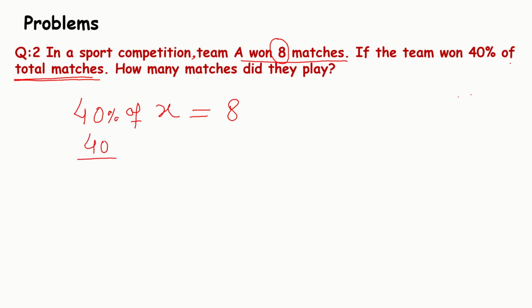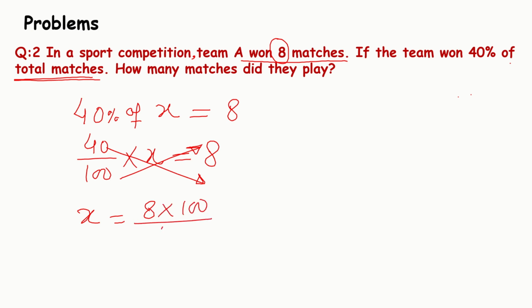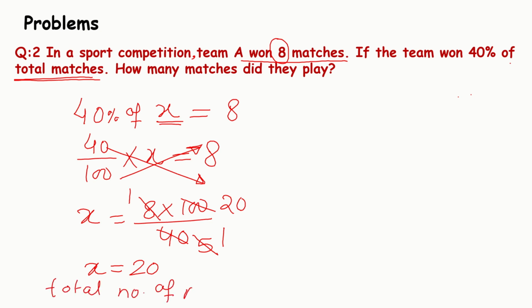So 40 over 100 times x equals 8. Now we will transpose the values 40 and 100 to the other side. So 100 will go in the numerator and 40 will come in the denominator. So x will be here only: 8 times 100 over 40. 8 times 1 is 8. 8 times 5 is 40. 5 times 1 is 5. 5 times 20 is 100. So x is 20, where the value of x is the total number of matches, equal to 20.